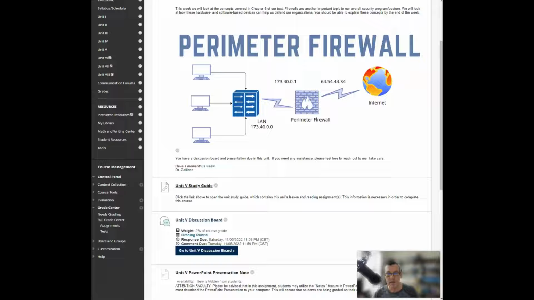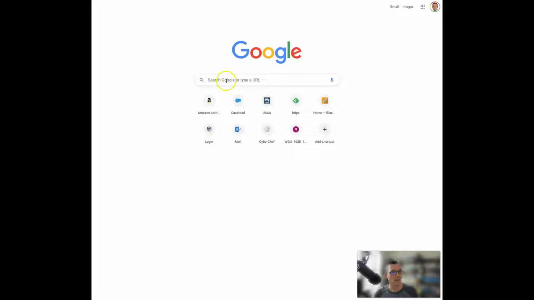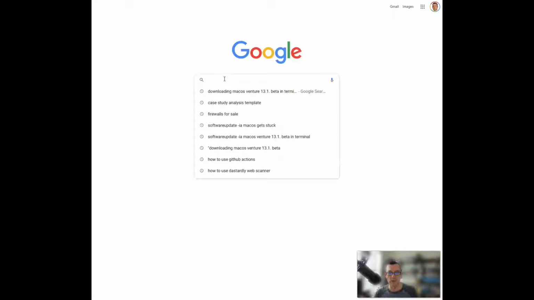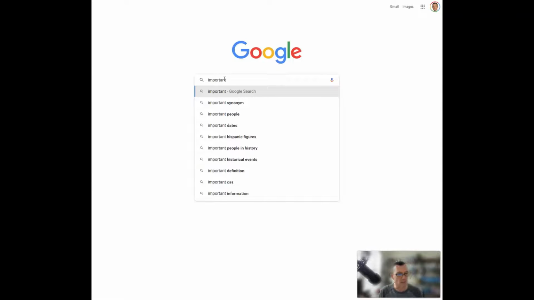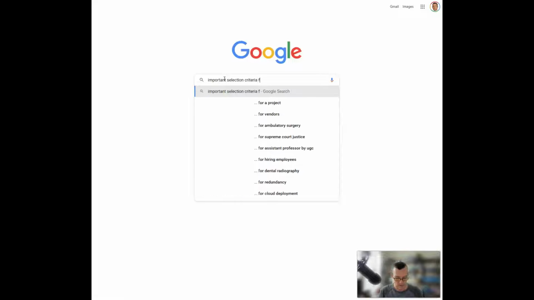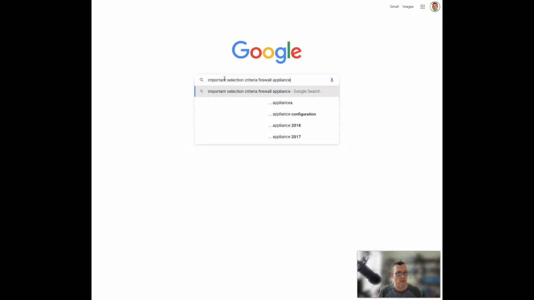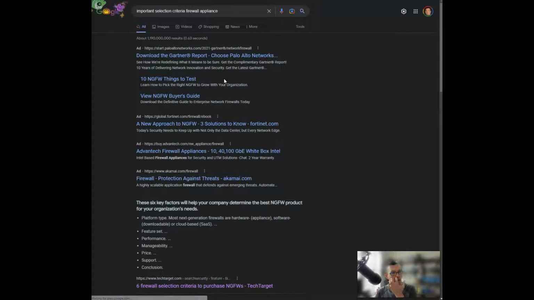So how can we best get after this then? Well, probably the most useful resource you have available to you is Google Foo, right? So let's go ahead and type something in here like important selection criteria, and we'll say firewall appliance. Do something like that, okay? And we'll see what we get here.